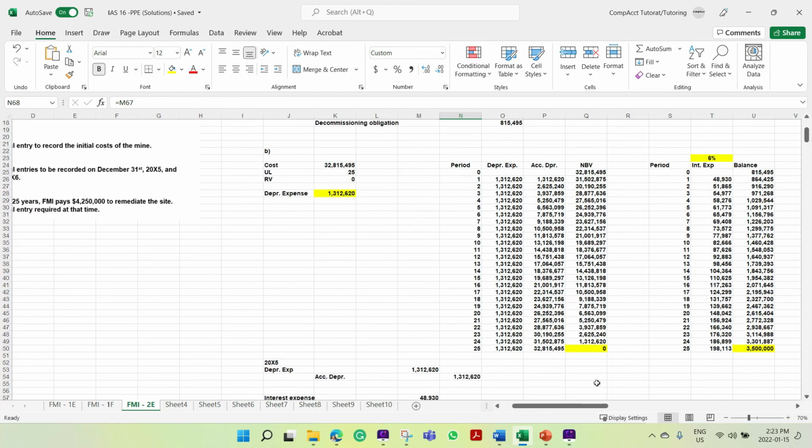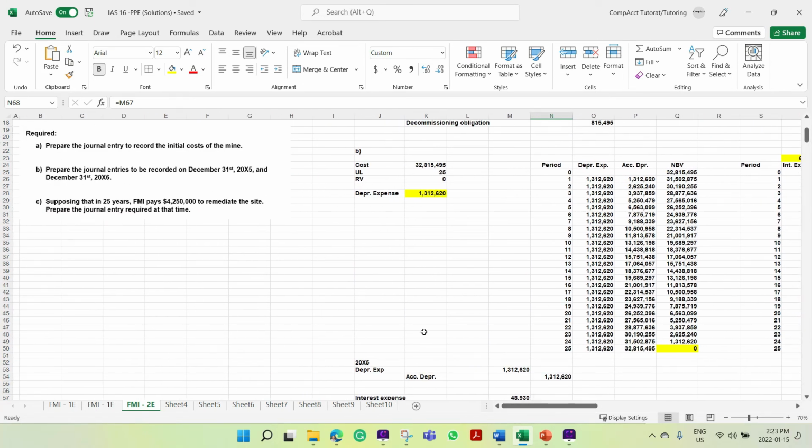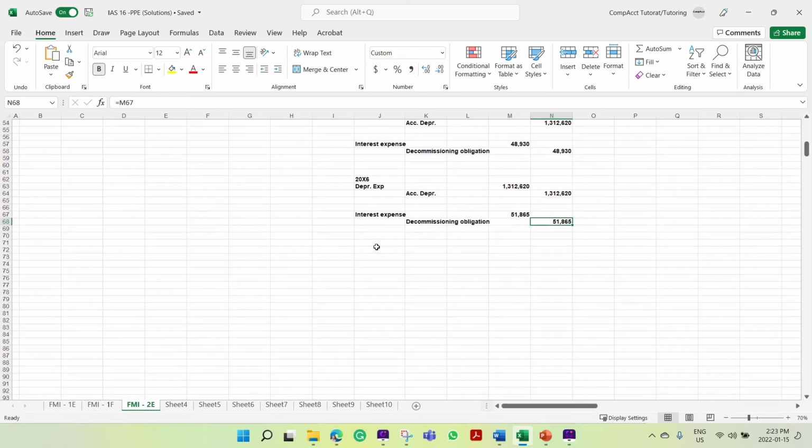And then required C, let's go back to refresh our memory here. Suppose in 25 years, FMI pays 4.25 million instead of the 3.5 million to remediate the site. So it doesn't take a rocket scientist to understand that there is probably a loss there. It's costing us more than what we thought it would. So we've got to record a loss there.